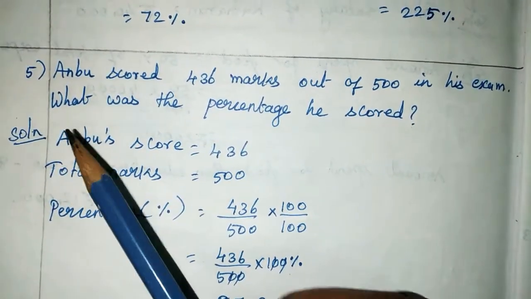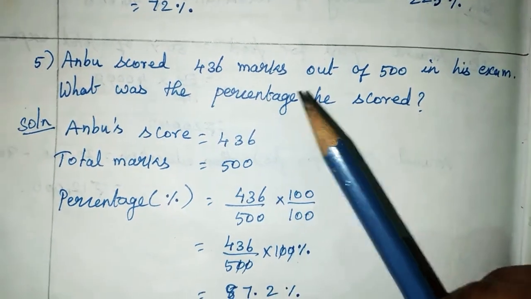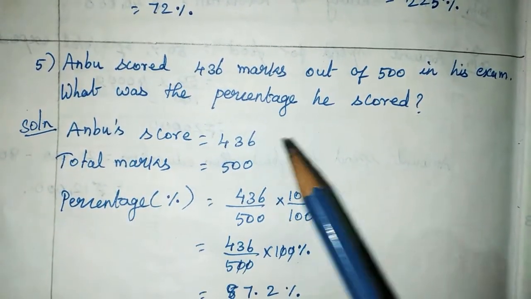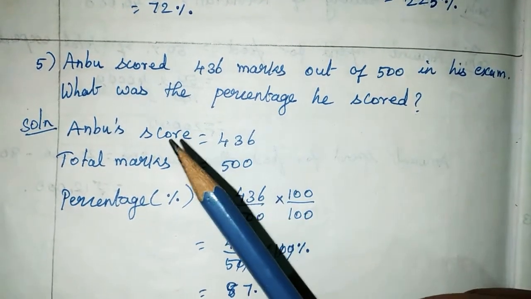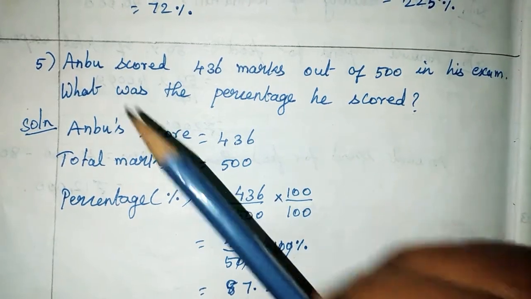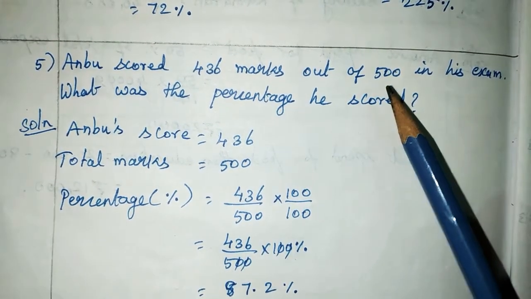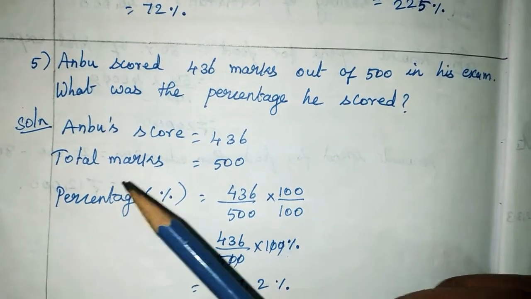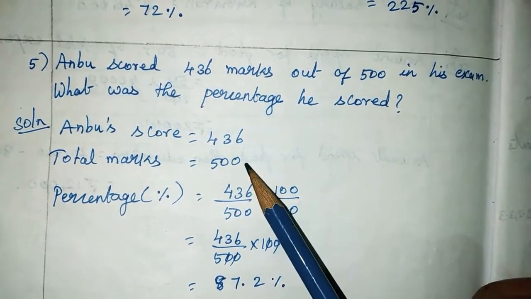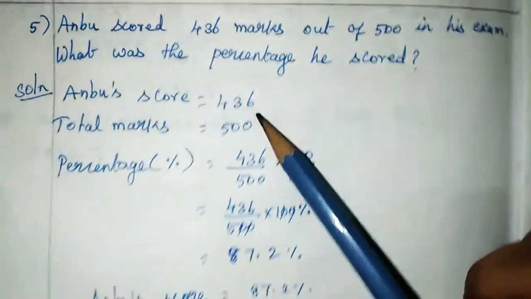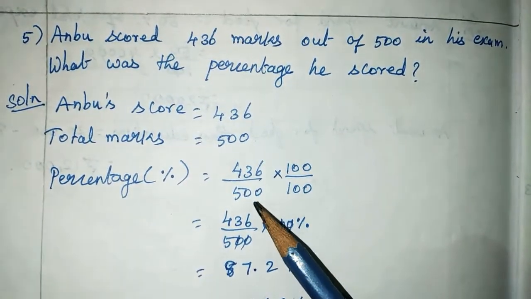Then the fifth one: Anbu scored 436 marks out of 500 in his exam. What was the percentage he scored? Here, they have given the marks Anbu scored and the overall marks for the exam. Anbu scored 436 and the total marks is 500. Out of 500, he scored 436. This can be written as the fraction 436 by 100.